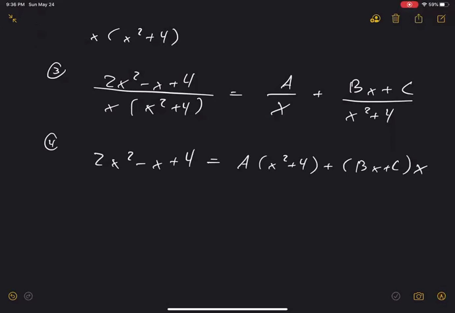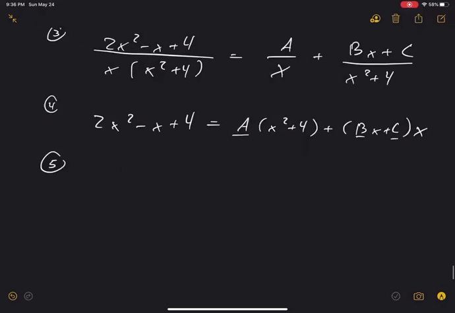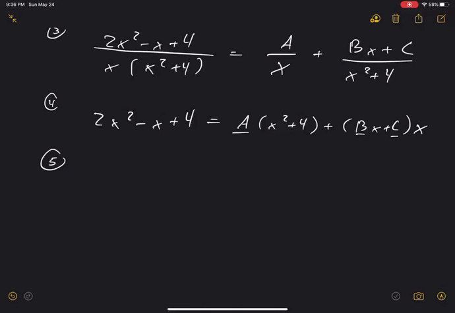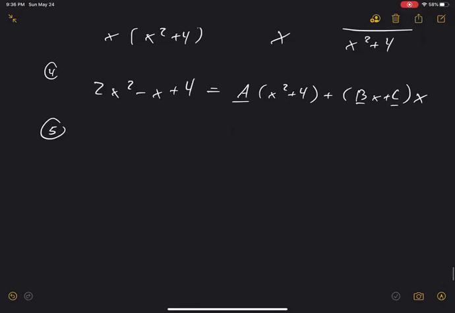Now I need to solve for my A, B, and C. What have I got? Constants A, B, and C that I need to solve for. So now I can use one of my two methods. Let's try method 2 since that's easier, and maybe it'll work all the way, maybe it won't. So let's multiply everything out. I got Ax squared plus 4A plus Bx squared plus Cx.